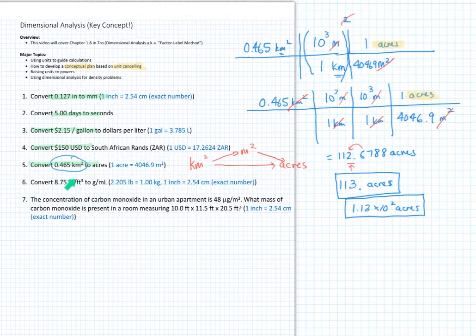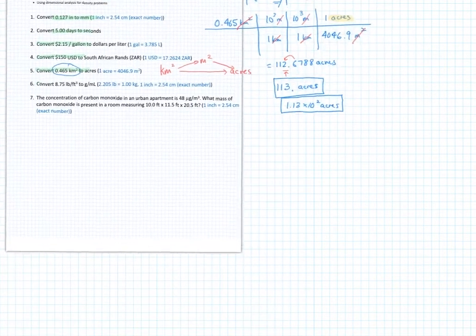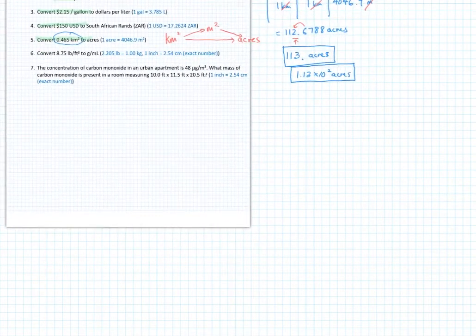Pounds per cubic feet would be an English system, and grams per milliliter would be the metric system. Got a couple of conversion factors here. We have pounds to kilograms, and we also have inches to centimeters like we had before. So I'm going to move this whole thing up, give us a little more room to work this problem, and I want us to think about our conceptual plan.